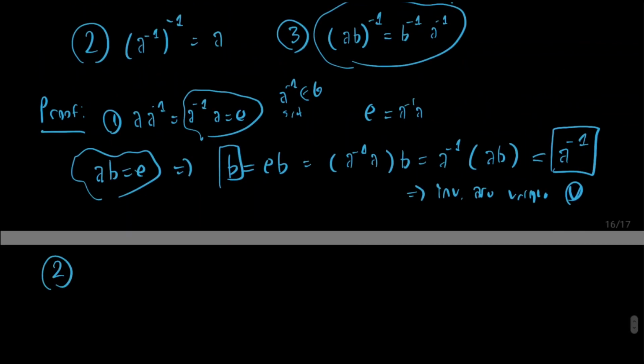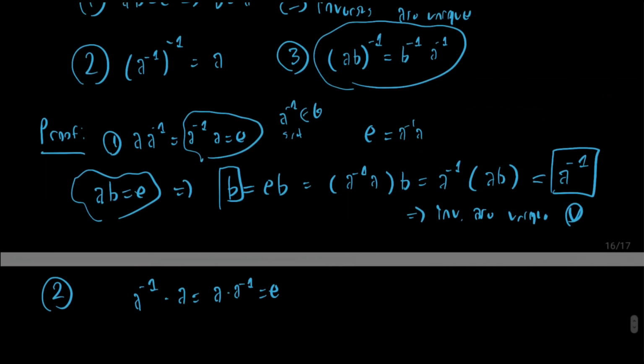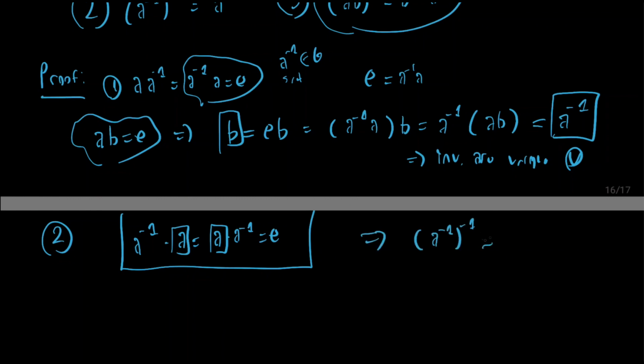So now for the second one, it is actually rather simple. We just notice that a to the minus 1 times a is equal to a times a to the minus 1 is equal to the identity. And now by the uniqueness of the inverse that we have proven in the last point, plus this relation here, we notice that a acts as precisely the inverse of a to the minus 1. So we can say that the inverse of a to the minus 1 is just a. And so this proves the second point.